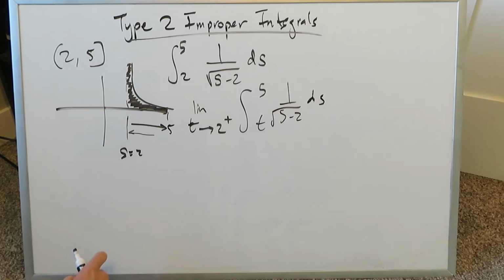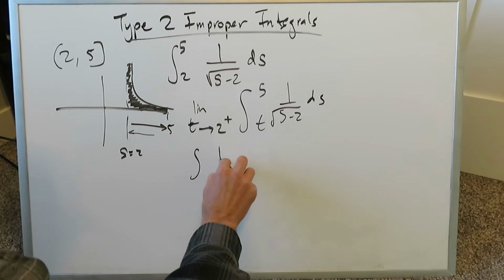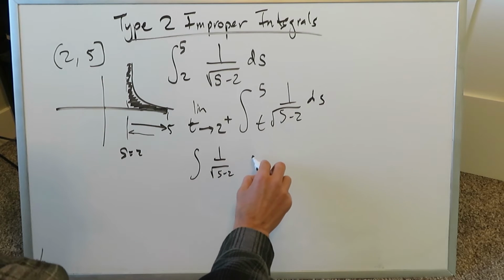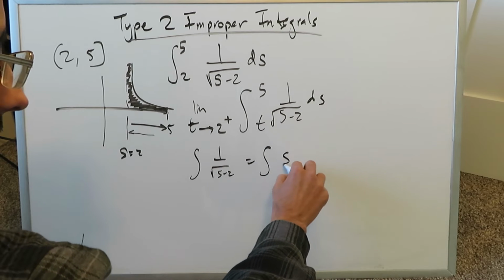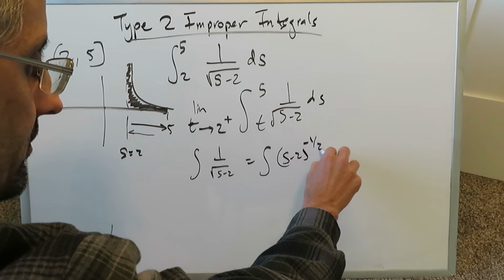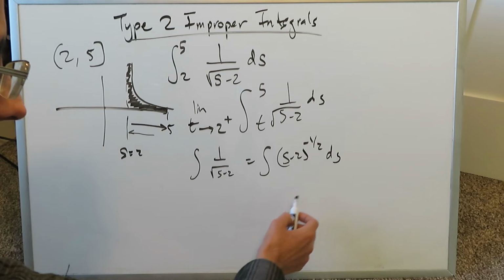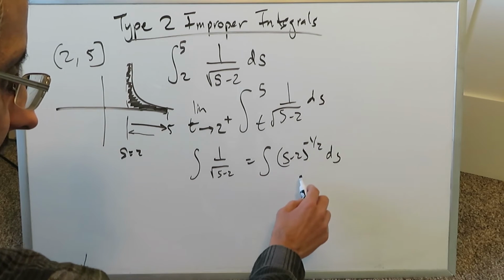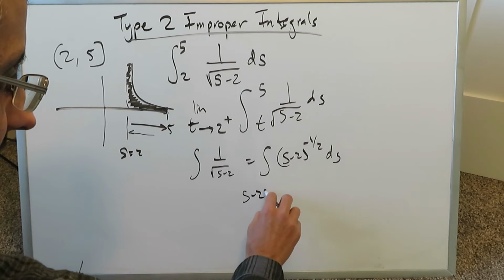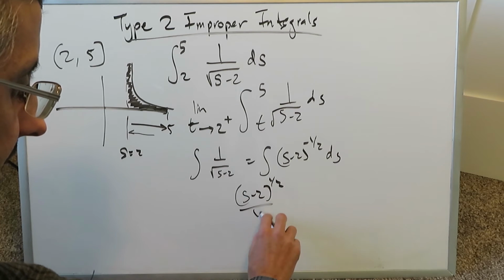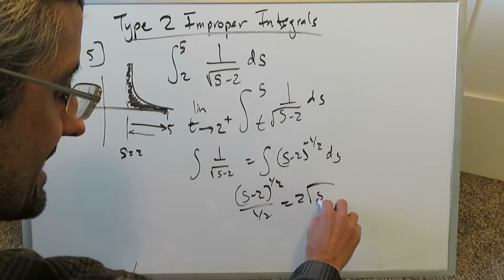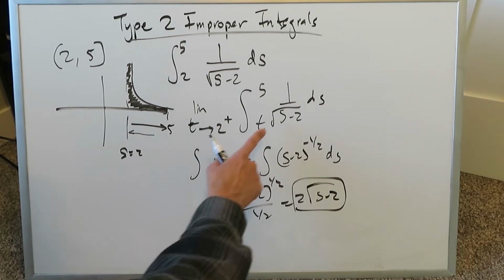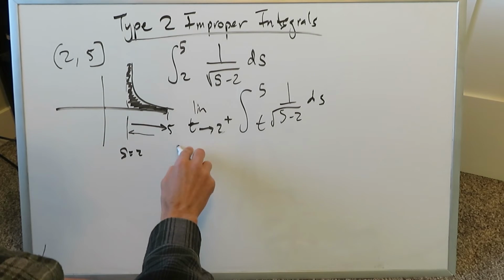What is the antiderivative of that? Well, let's just do that here on the side. 1 over root s minus 2 is no different than s minus 2 to the power of minus 1 over 2 ds. Do n plus 1 divided by n plus 1, because everything here with regards to derivatives is easy. You'll have s minus 2 to the power of 1 over 2 divided by 1 over 2, you'll have 2 root s minus 2. This right here would be your antiderivative of that. We have our antiderivative already.